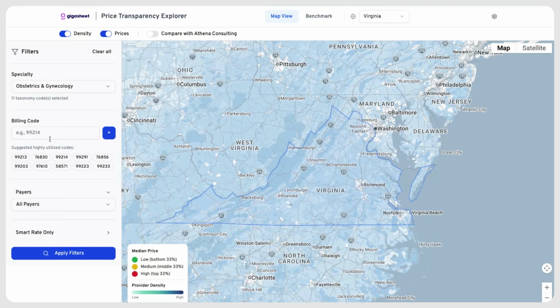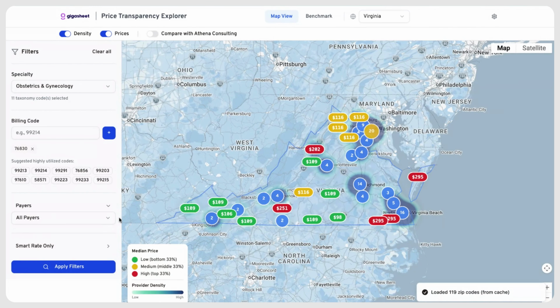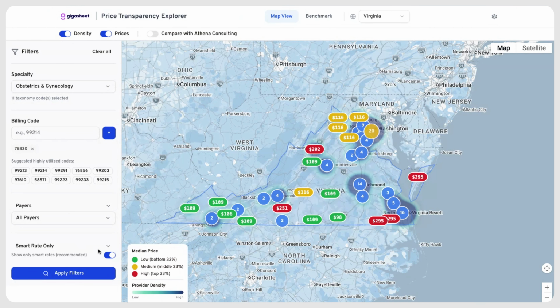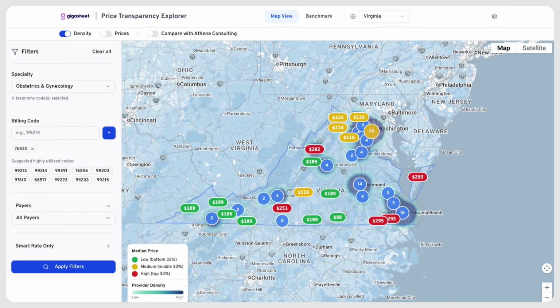So what I'll pick here is this highly utilized code, which is actually ultrasound. And we'll take a look at this data for Virginia. Now, for Virginia, we're only looking at Aetna plans in this case. I limited it to that. And we're still using our smart rate filter here, but I could take that off and look at all the rates, including potential outliers as well. So you can see here, again, the density of where most of the rates are and the prices as well.